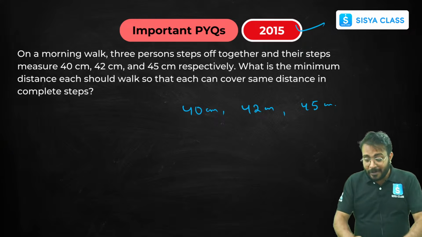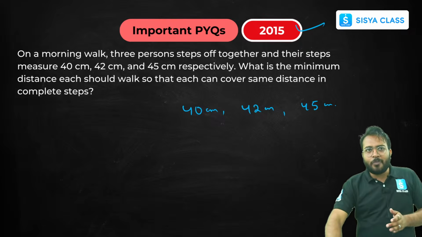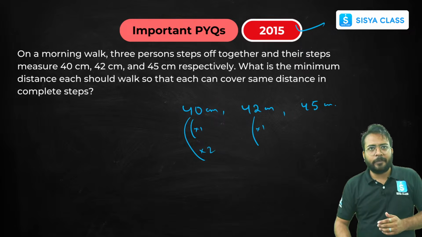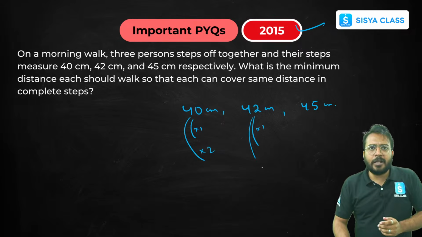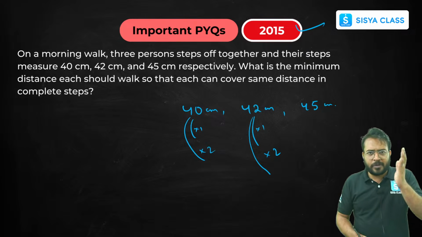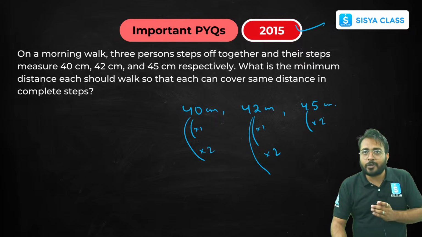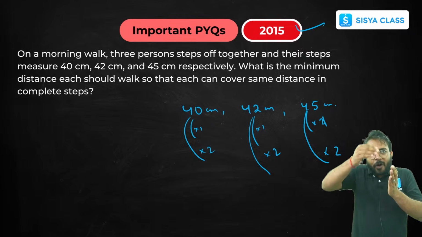That means what they are saying is that if I am going to multiply this with 1 or 2 or whatever, fine, either they will walk 1 step, 2 steps, 3 steps, right? The number of steps is going to be natural numbers, right? Yes or no? So they should cover what? They should cover the equal distance, right? They should cover the same distance. Yes or no? So with what number should I multiply?